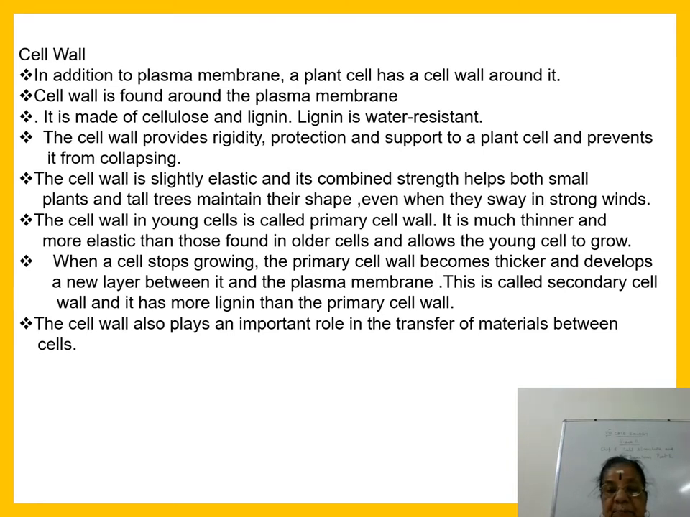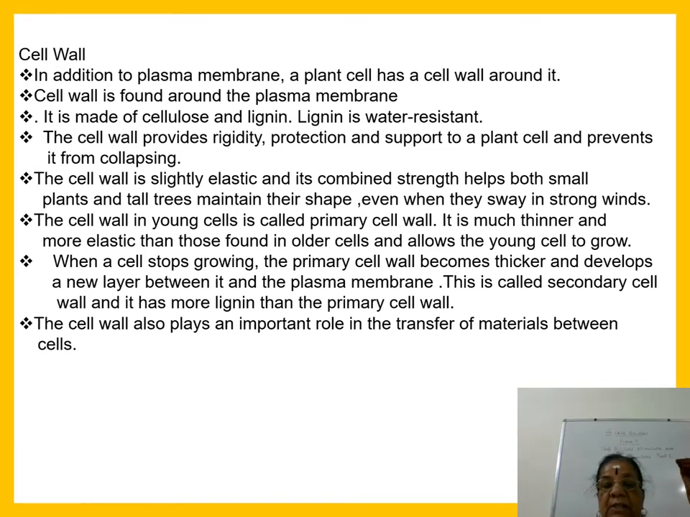One line, one mark question. Cell wall provides rigidity, protection and support to a plant cell and prevents it from collapsing. I hope you understand. Remember this. Even if you just pass, you should study these question answers. The cell wall is slightly elastic and its combined strength helps both small plants and tall trees maintain their shape even when they sway in strong wind.